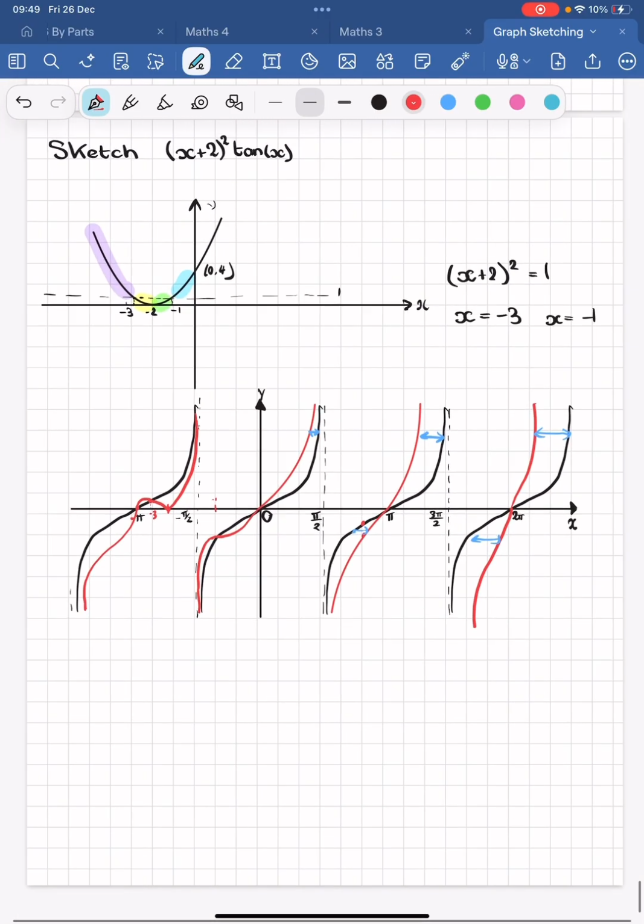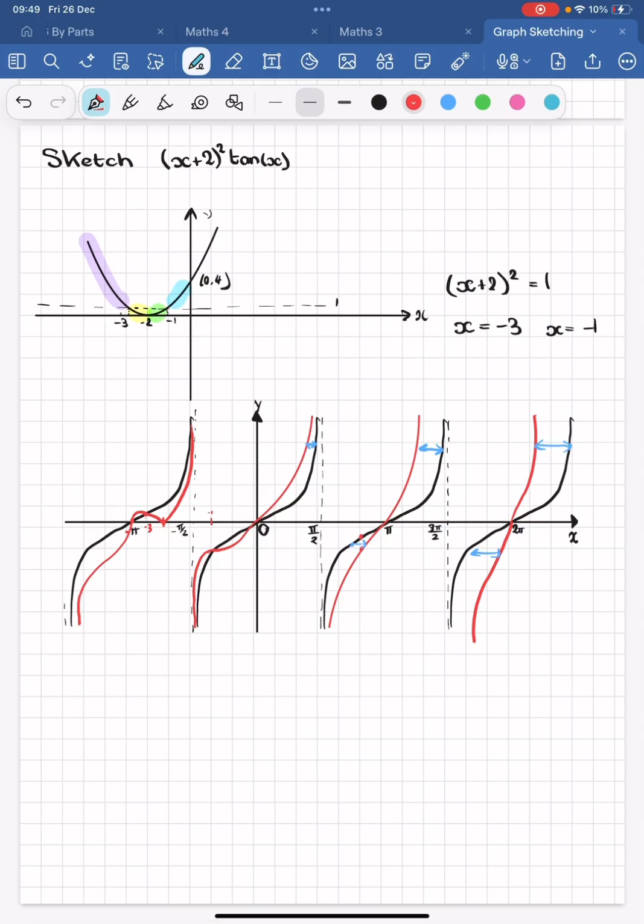So yeah, this is quite an interesting graph. I like how we broke it down into different parts.